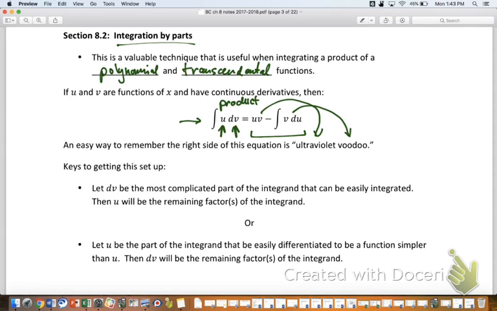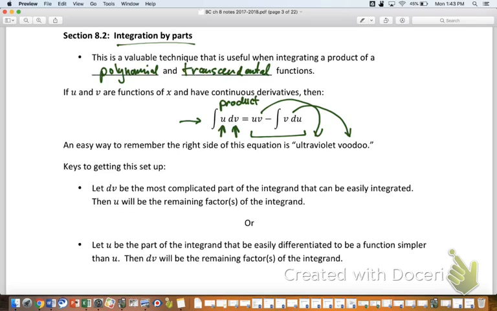Please don't get all bent out of shape about these two rules, because they are kind of wordy. You can go back later and see that they do make sense. You can let dv be the most complicated part of the integrand that you could easily find the antiderivative of, then use the other stuff, or let u be the part that you can easily find the derivative of that results in a simpler function, and then dv would be the other stuff. I have a little more specific way of looking at it, but these rules are applicable for sure. But I thought I'd show you real quick where this comes from.